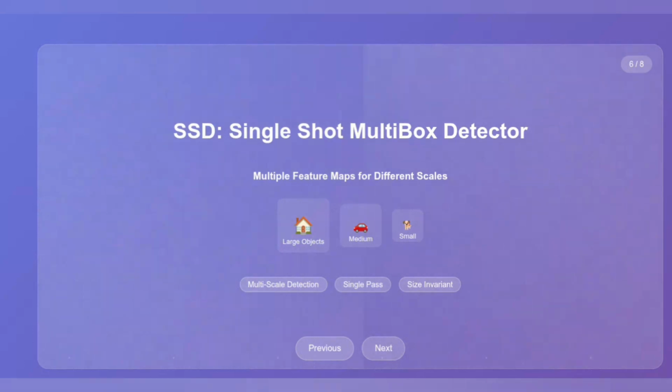Another powerful approach is SSD, single-shot multi-box detector, which also performs detection in a single pass, but uses feature maps from different layers of a CNN to detect objects at various scales within the same image, making it good at handling objects of different sizes within the same image.